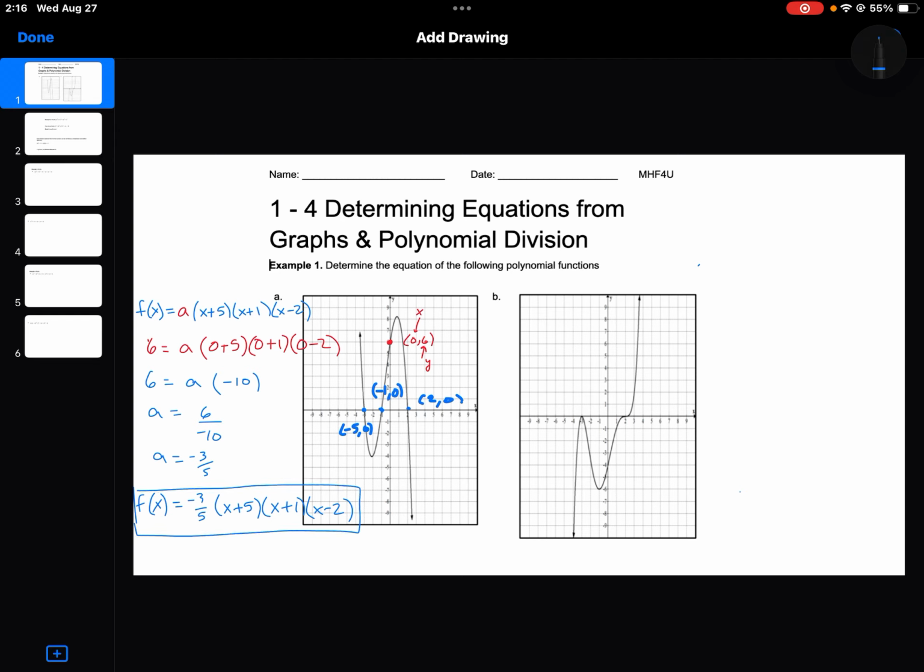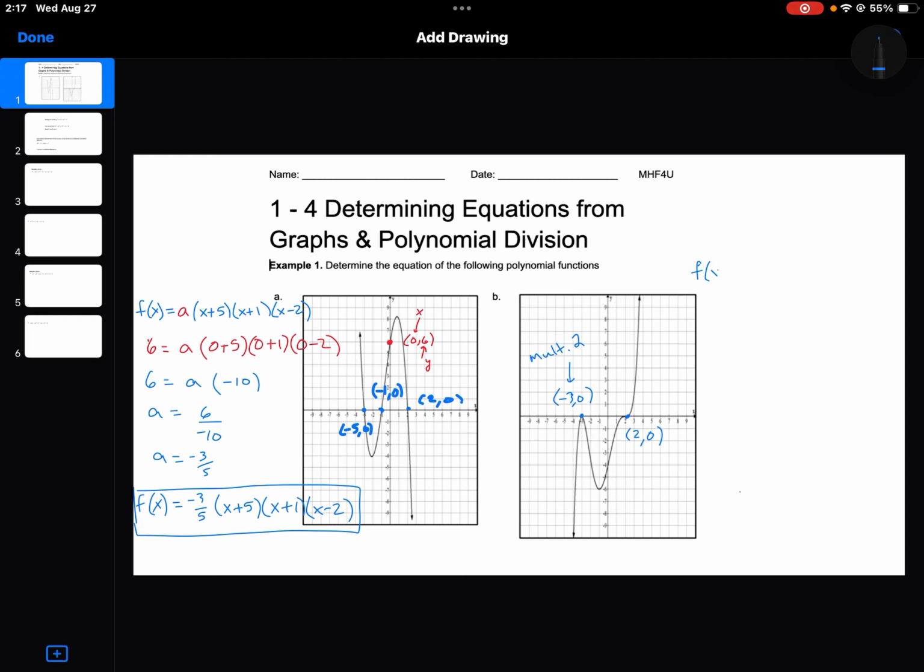So let's do this a second time for a second example. Again, first thing I'm going to do is identify my x-intercepts. I've got one at -3, and I've got one at 2. I notice that the function behaves differently than example A around the x-axis. Because this touches at -3 and does not cross, this means that the root has a multiplicity of 2.